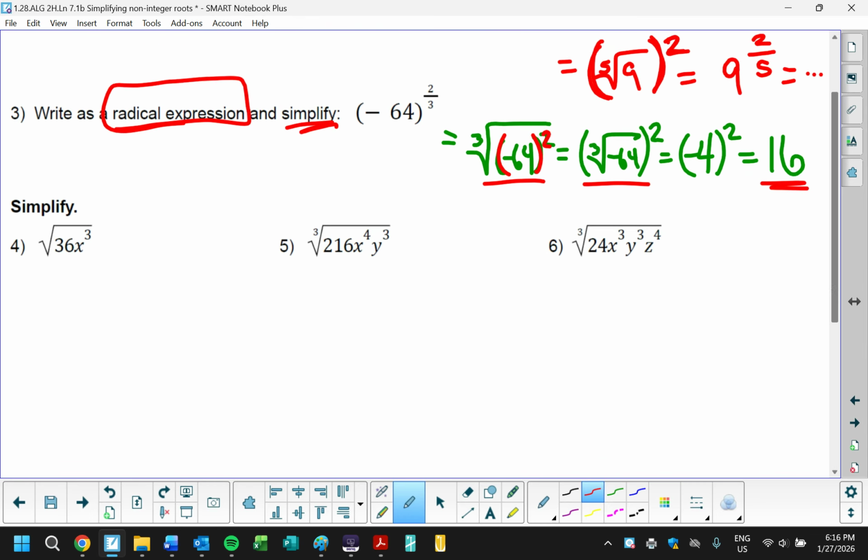Now we're going to do numbers 4, 5, and 6 together. If you want to, you can pause and try to get ahead of me. But I'm going to go ahead and look at these problems, look at how they're similar, look at how they're different. They all have radical symbols. However, there's no index for number 4. That's going to mean a 2nd root. Meanwhile, number 5 is a 3rd root, as is number 6.